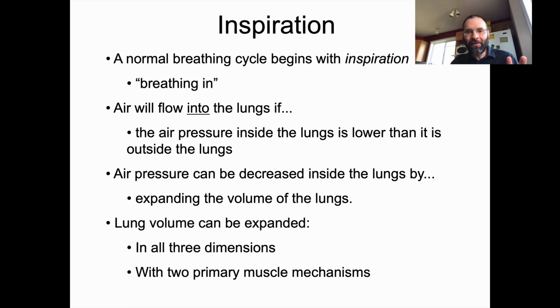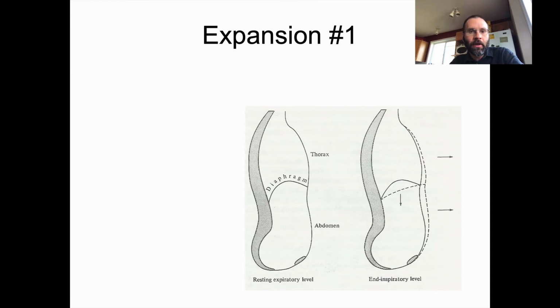So I think we've walked through the steps of that. And of course, the inverse happens once you lower the volume of your lungs in that same breath cycle. But we're going to talk about how inspiration works first. How can we expand the lung volume? It works actually in all three dimensions, which is convenient because we're three-dimensional creatures, at least spatially. And there's two primary muscle mechanisms to make it happen too. So let's walk through those, and then we'll talk about expiration, or breathing out, afterwards.